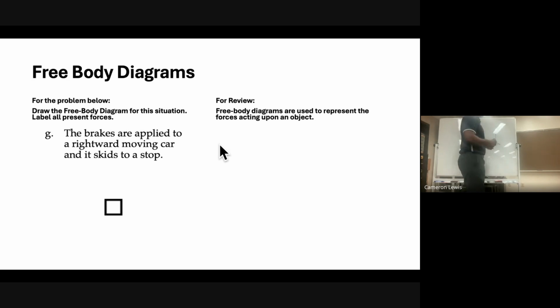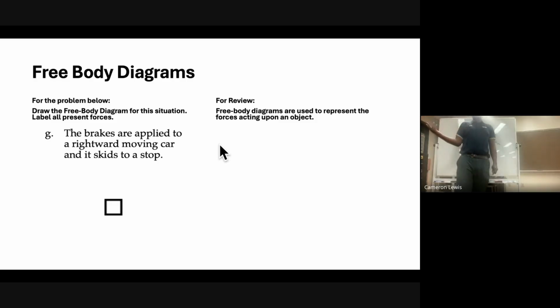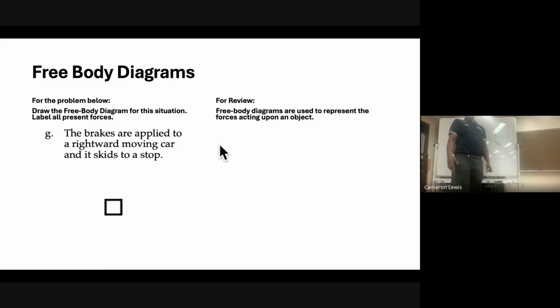What other force do we have? We have the normal force. Why do you say normal is going up? It has to have the opposite because we're not going into the ground. We're supported on the surface, so the surface has to counteract. Now that normal force, how should I draw my arrow?